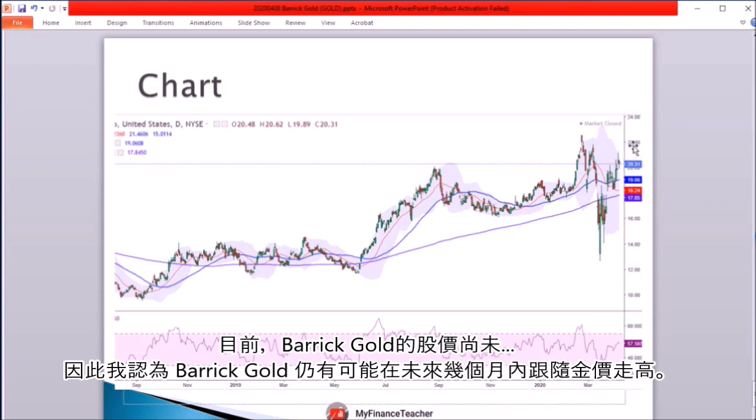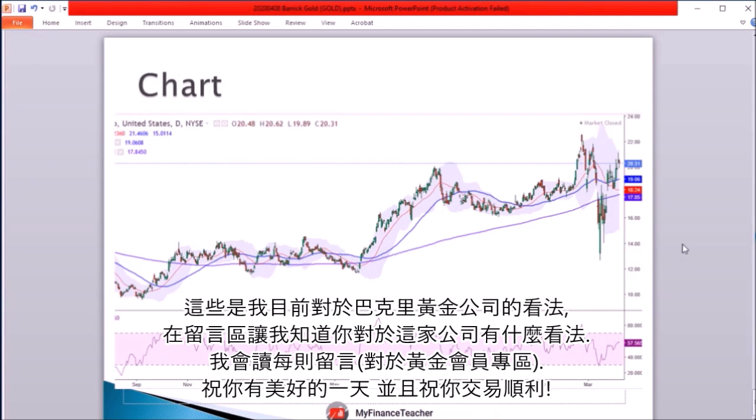So in my opinion, I think there is still some potential for Barrick to follow gold higher, possibly over the next couple of months. So there's my valuation for Barrick Gold.